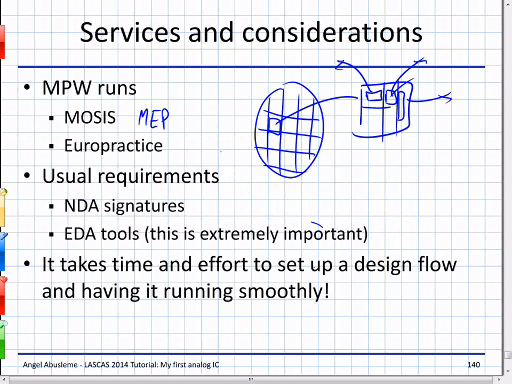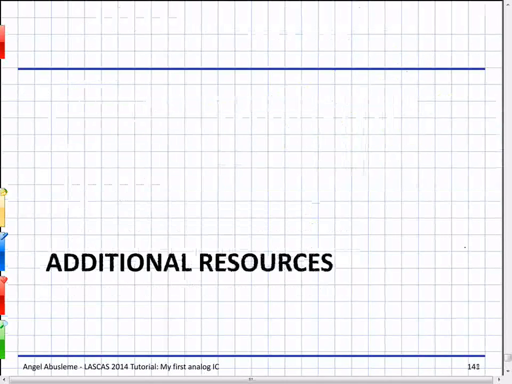Sometimes they take a lot of time to get, right? Sometimes they are quite difficult to get. But once you get the signatures, you are set and you can design for that technology. EDA tools, sometimes they are hard to get. In Chile, we don't have Cadence, and maybe we will have Cadence fairly soon. But at this time, we don't have access to Cadence. So it takes time and effort to set up a design flow that works. But once you have it, you can design chips with that, and it's reasonably easy.